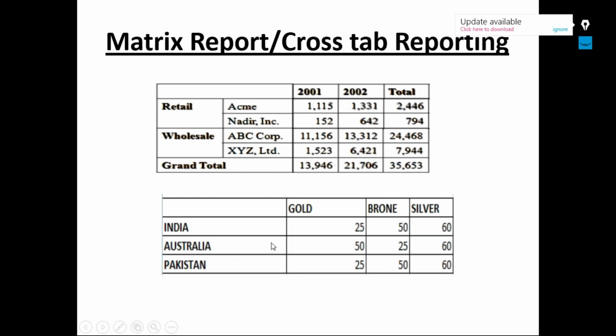If you look at the second report, India, the number of gold medals it has scored is 25. India, the number of bronze medals it has scored is 50. So if you are displaying data as rows against columns, then we go for a matrix report.